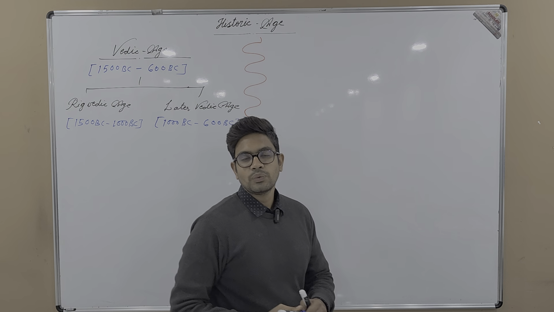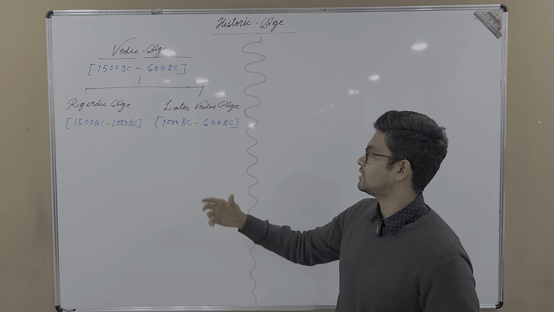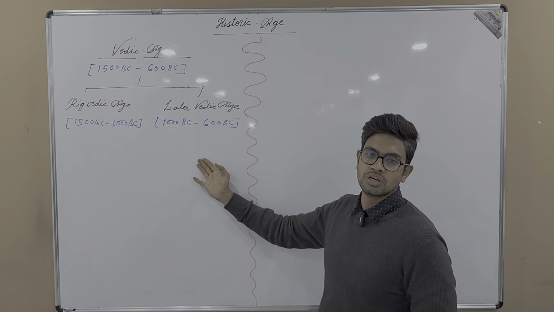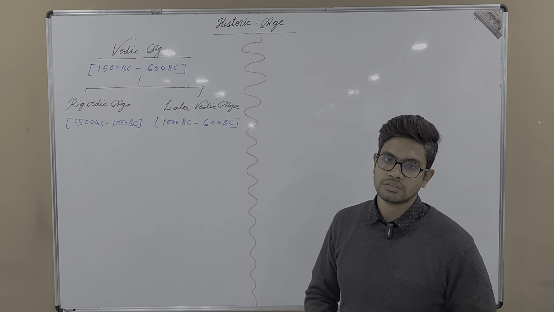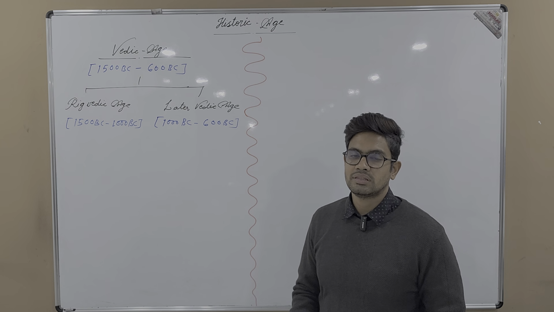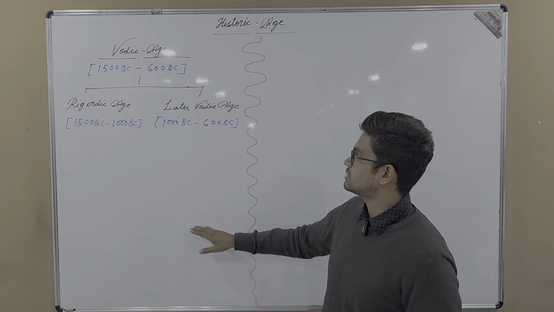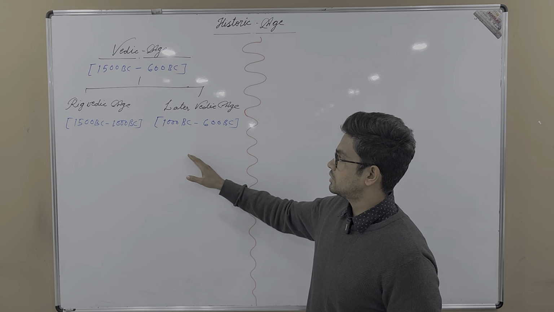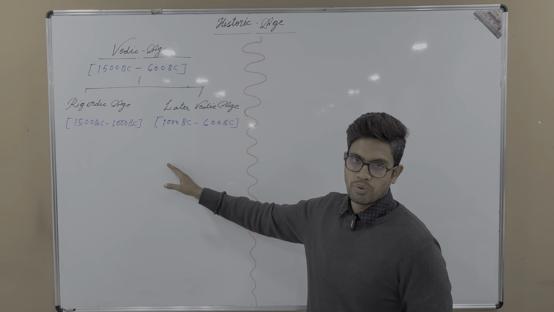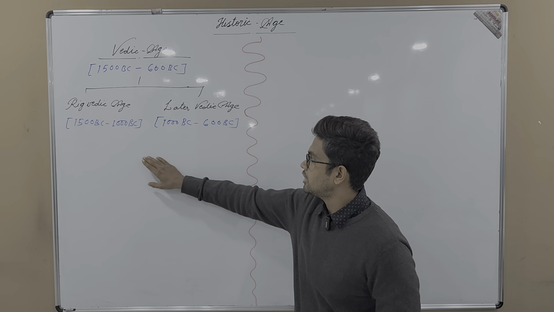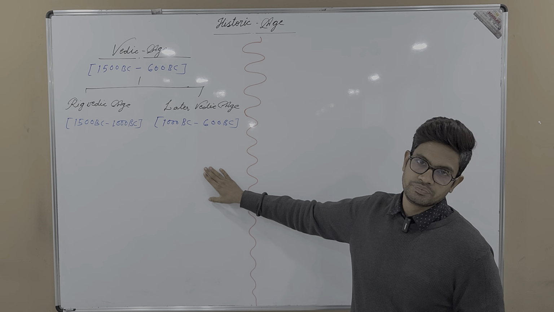Now, if you ask what the differences between the Rig Vedic age and the later Vedic age are, there are volumes of differences and we will talk about them in the class of history. For now, we just have to understand that the Vedic age can be divided in two parts: the Rig Vedic age and the later Vedic age.